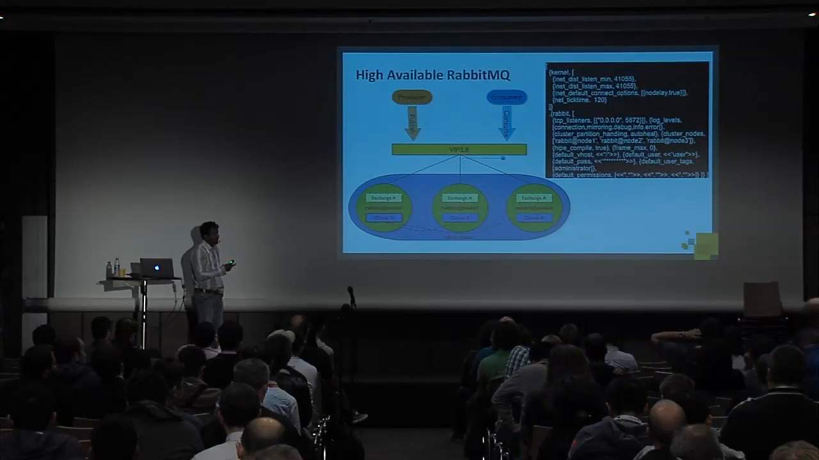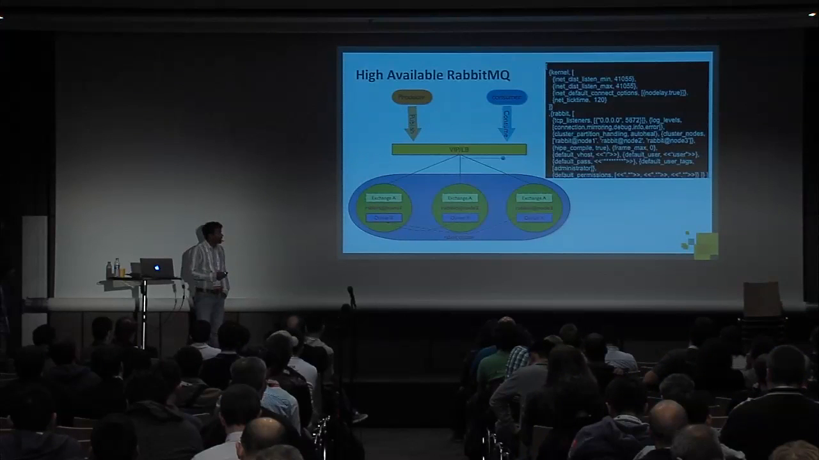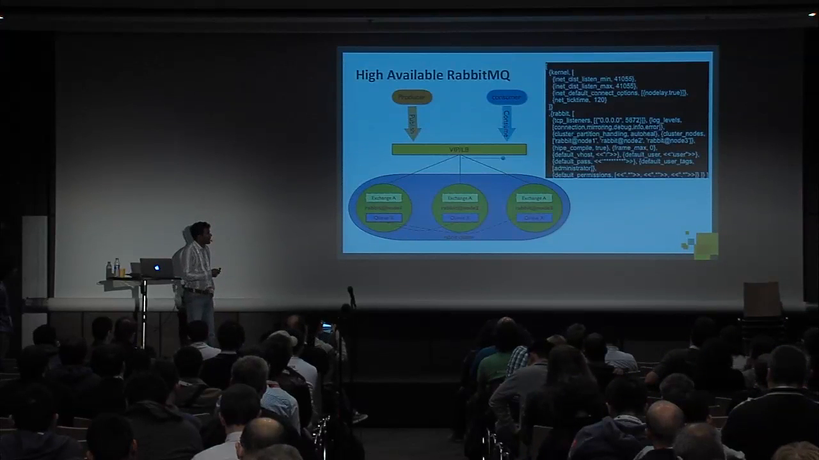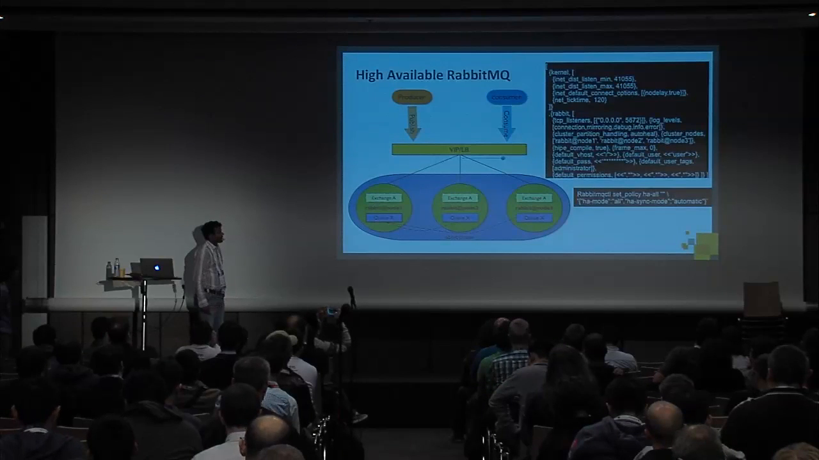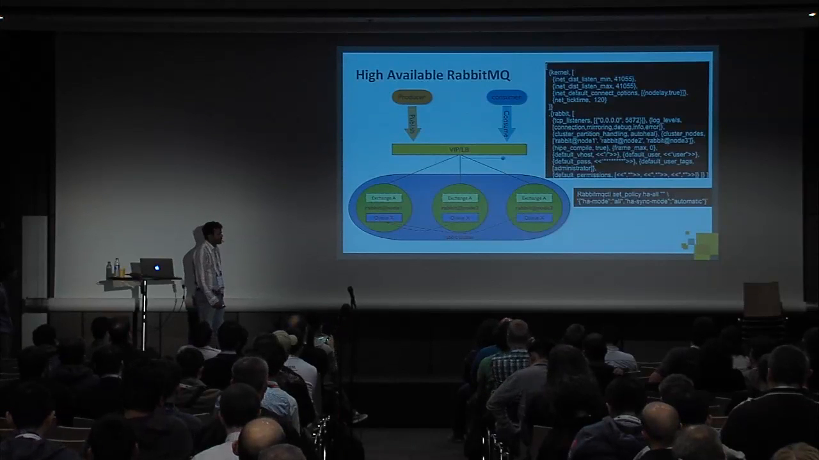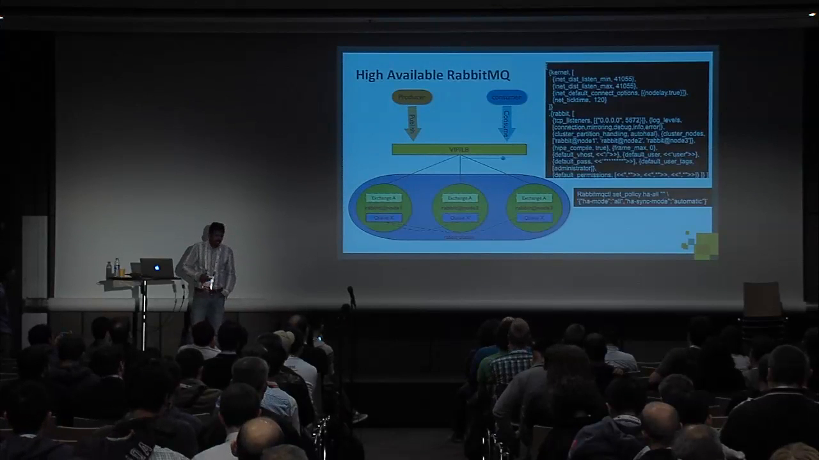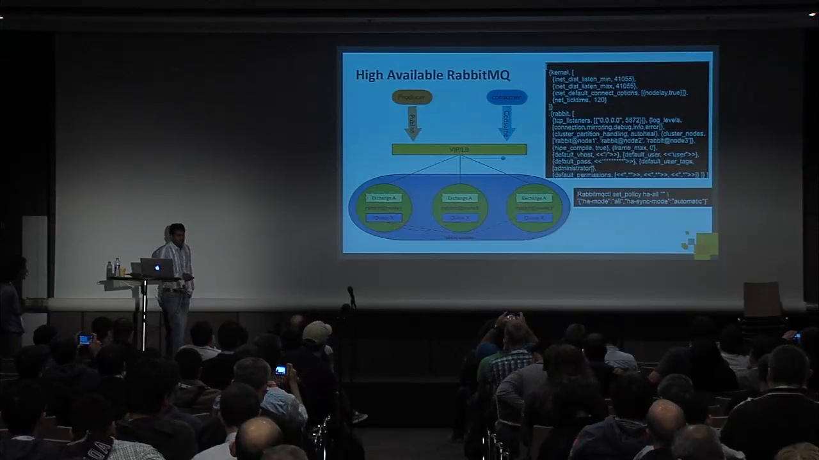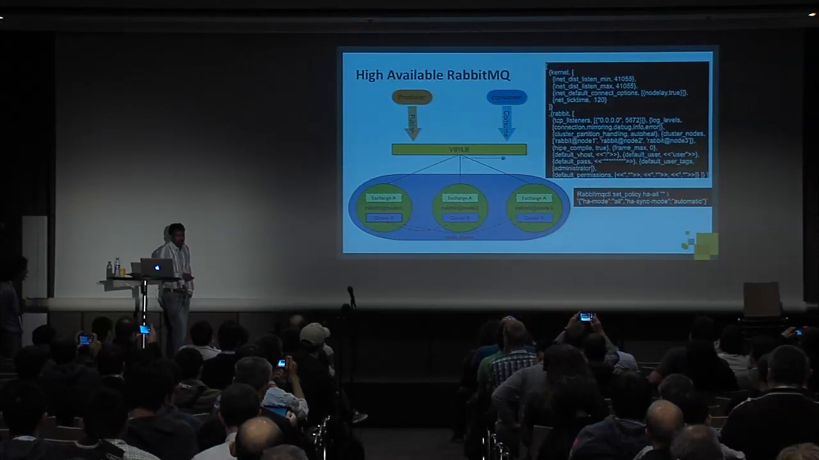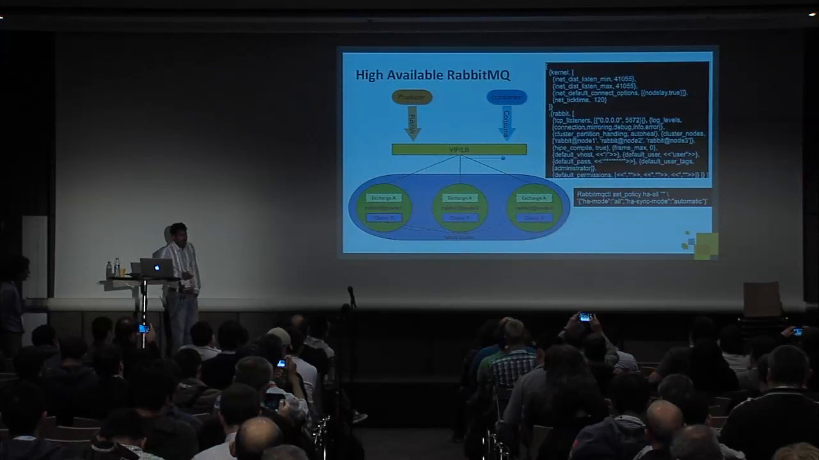The other important thing, as I said, is that you have to enable the policy to replicate the queues, I mean, to have mirrored queues. So here's a command. This is what we do. We usually add this command to the startup script itself, because it's not going to harm anything if there is a policy already set. It's not going to do anything. If there isn't, it's going to set the policy. We're making sure that it exists.